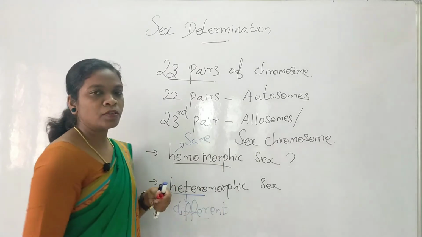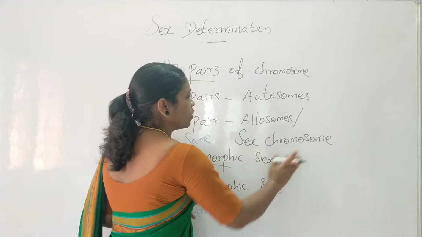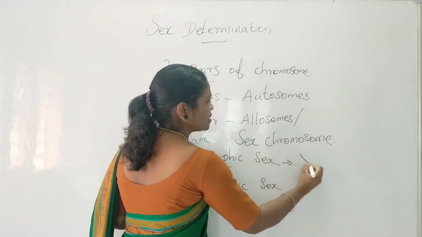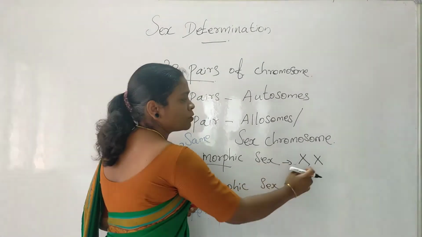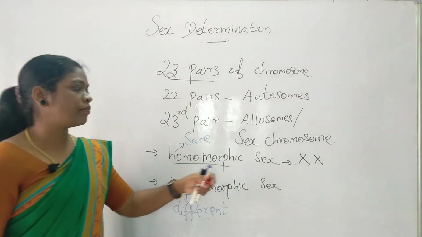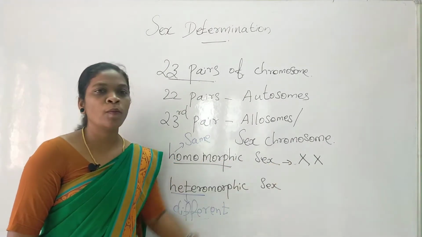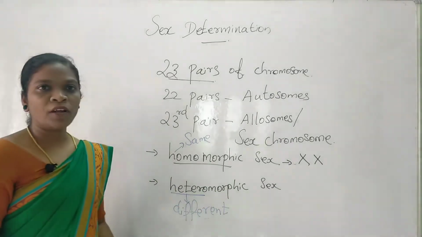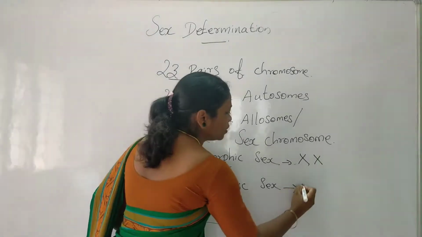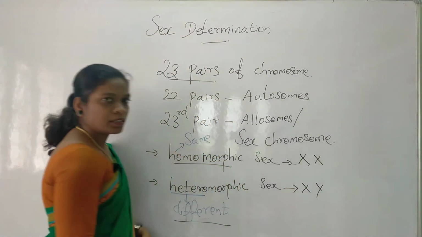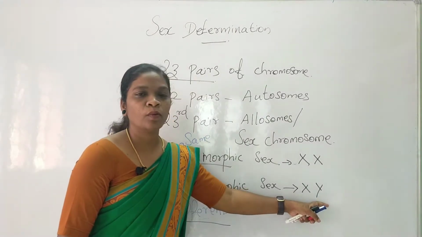We'll go with an example so that you can understand what is homomorphic sex. The homomorphic sex in human is XX. There is no difference, both the chromosomes are X and X. This type of sex is known as homomorphic sex, or homomorphic chromosomes. Heteromorphic, the word explains the meaning, it is different. In human it is XY, present in male, where the male has one X chromosome and one Y chromosome.